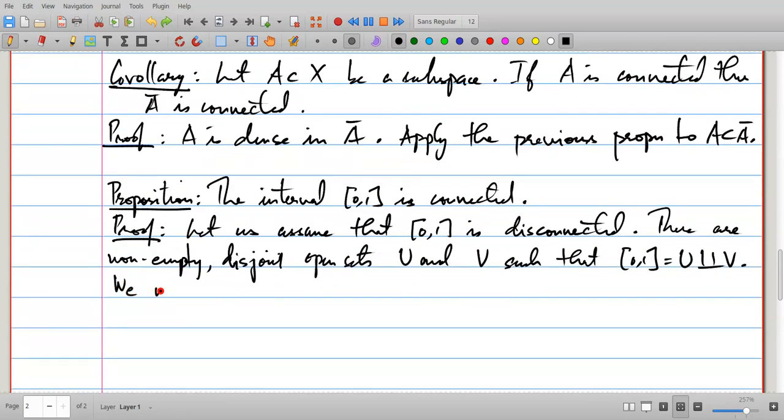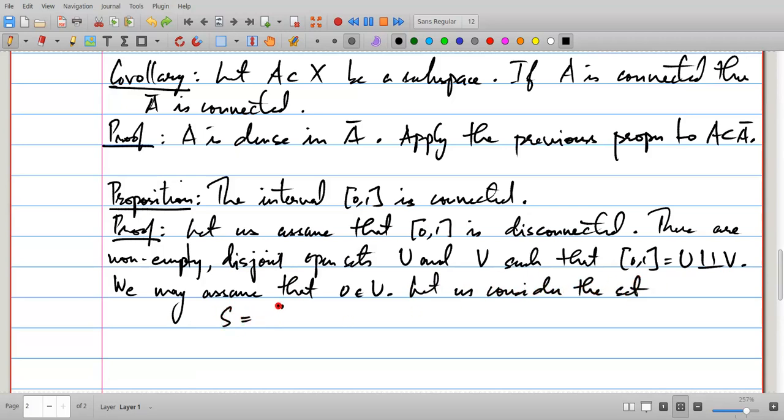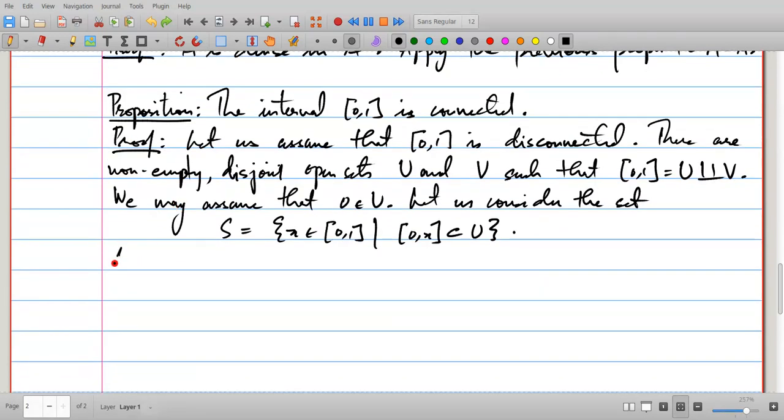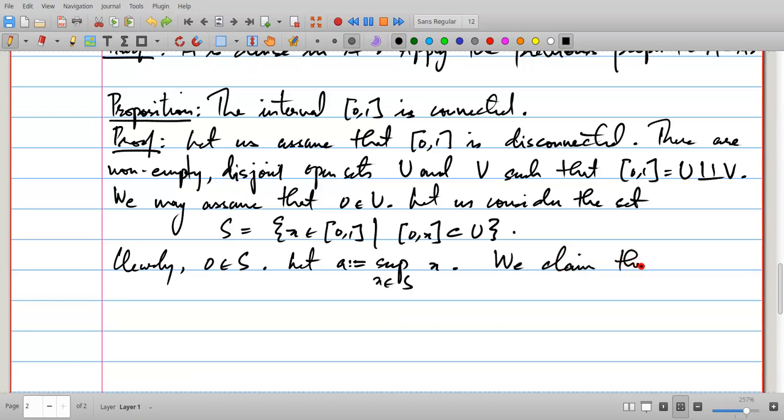Without loss of generality, we may assume that 0 belongs to U. Let us consider the set S. This consists of those x in [0,1] such that the interval [0,x] is completely contained inside U. So clearly, 0 is in S. We let A be the supremum of all such x in S. And now we claim that A belongs to U.